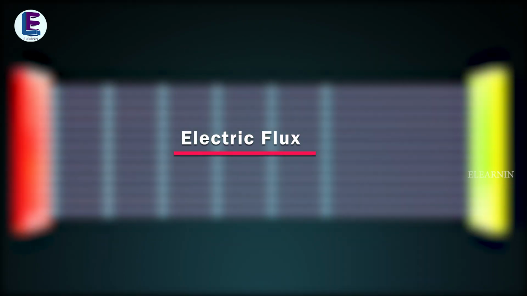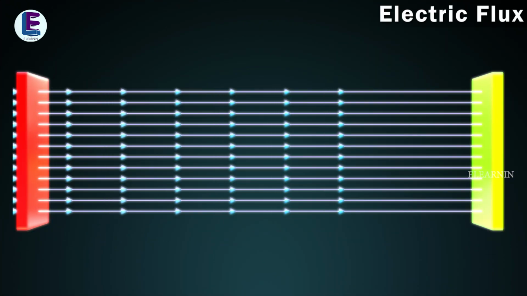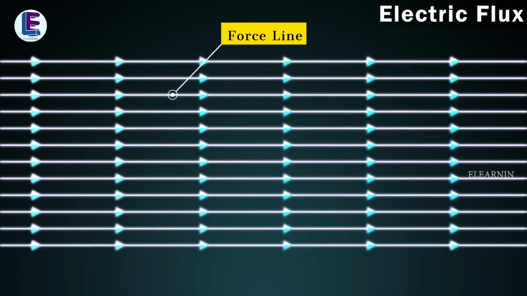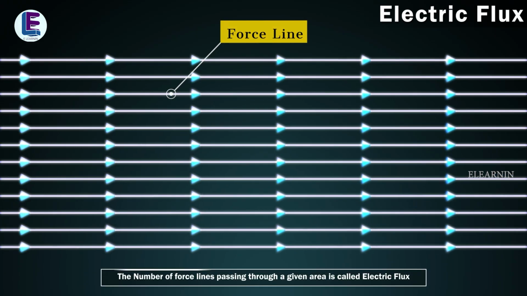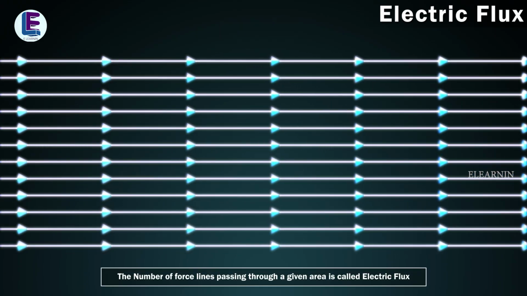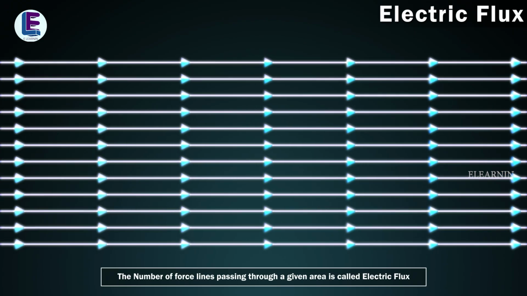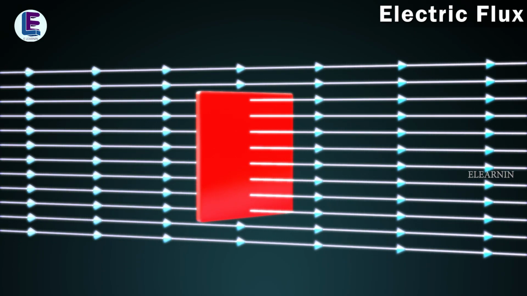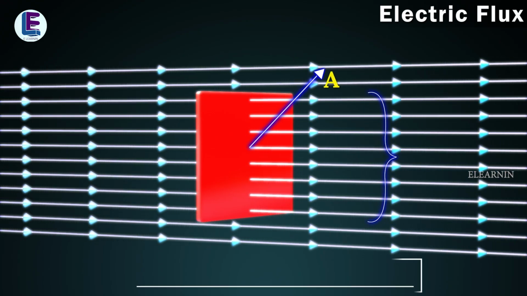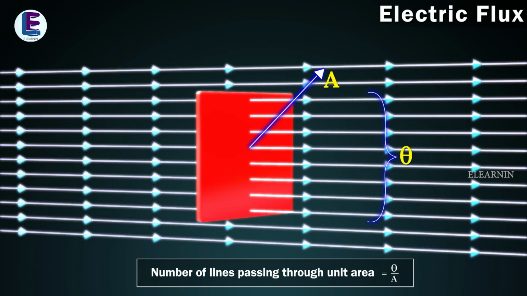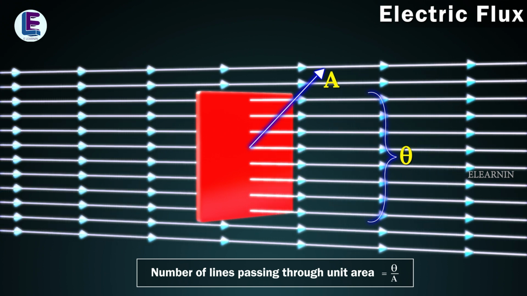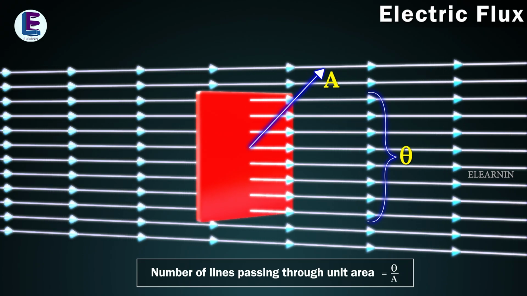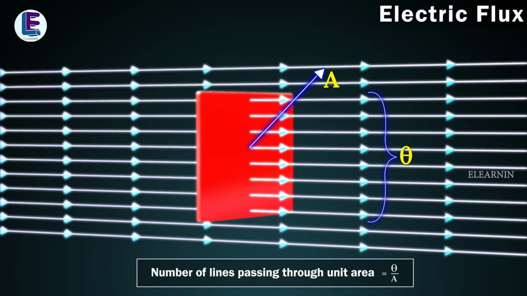Electric flux. A line along which a positive charge moves freely is called a force line. To travel such lines, a medium is needed. The number of force lines passing through a given area is called electric flux. If the number of lines passing through a region is theta, then the number of lines passing through unit area is theta divided by A. This is called electric flux density.